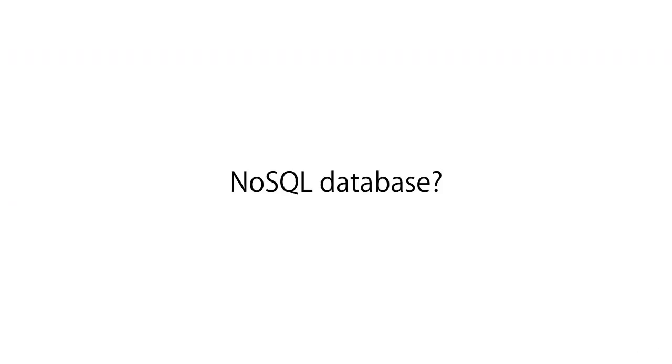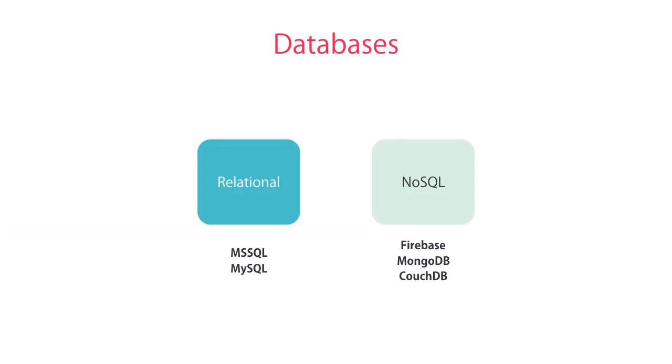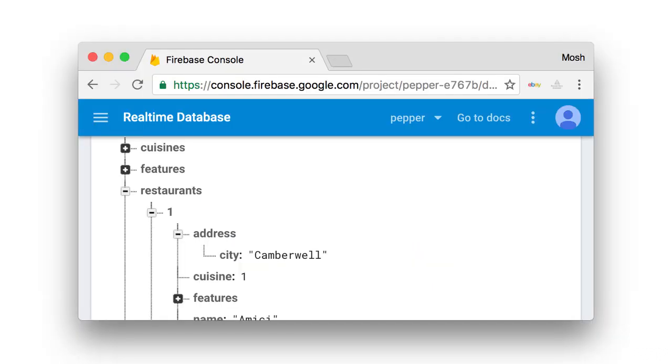Now, what is this NoSQL database? Well, at a high level, we have two types of databases, relational and non-relational, which are often called document-based or NoSQL databases. In relational databases, we have tables and relationships. In NoSQL databases, we don't have any tables. In fact, we don't have schemas. We have a tree of JSON objects, and every node in this tree can have a different structure. You're going to see this in action throughout this section and the following one.